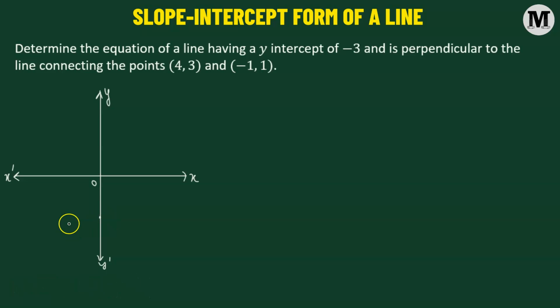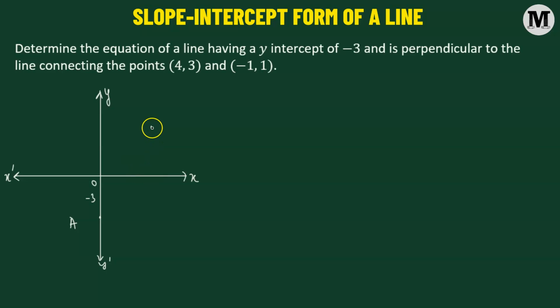So that means let's say this is the point A through which the line is going to pass, and the distance or the length OA, that's the y-intercept, is equal to -3. Fine. Now there's another condition given here that we have two other points (4, 3) and (-1, 1).